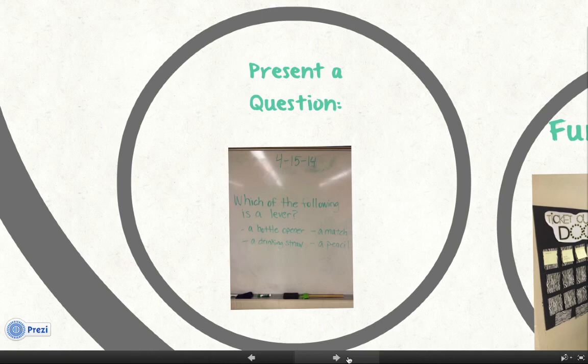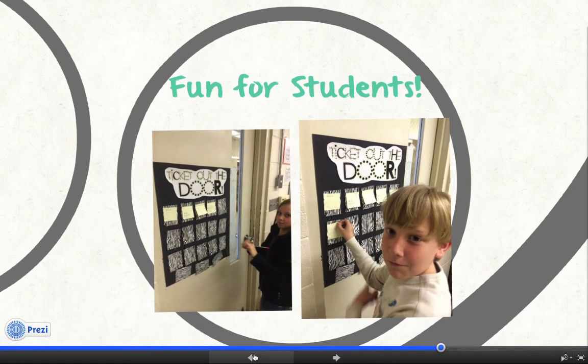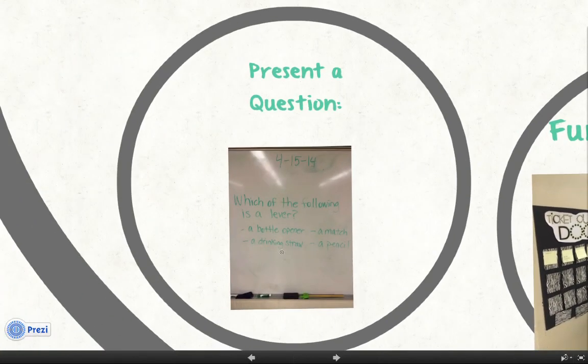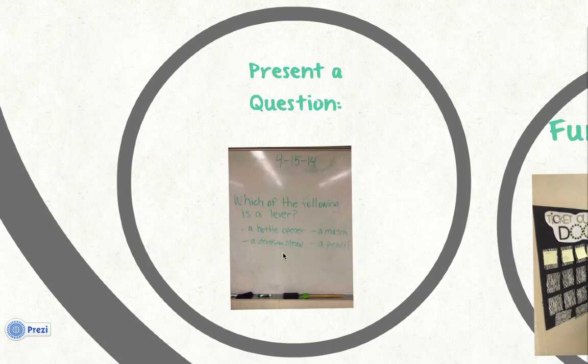Here's an example of one that I did just last week in my classroom. We had a lesson on an introduction to simple machines, and we talked about levers. So at the end of my lesson on levers, I asked the students to pick which of the following choices was an example of a lever: a bottle opener, a match, a drinking straw, or a pencil.